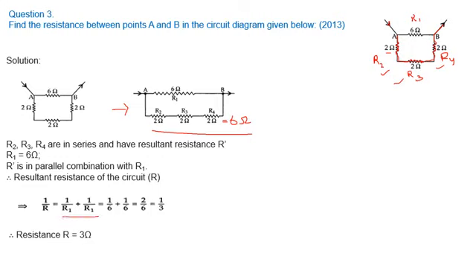So that is 1 upon 6 plus 1 upon 6. What is the LCM of 1 upon 6 and 1 upon 6? The LCM of 6 is 6. So 6 divided by 6, 1 into 1 plus 1, so it is 2 upon 6. So 1 upon R is equal to 2 upon 6. Therefore, R' is equal to 6 upon 2, which is nothing but 3. So 3 ohm is the resistance.